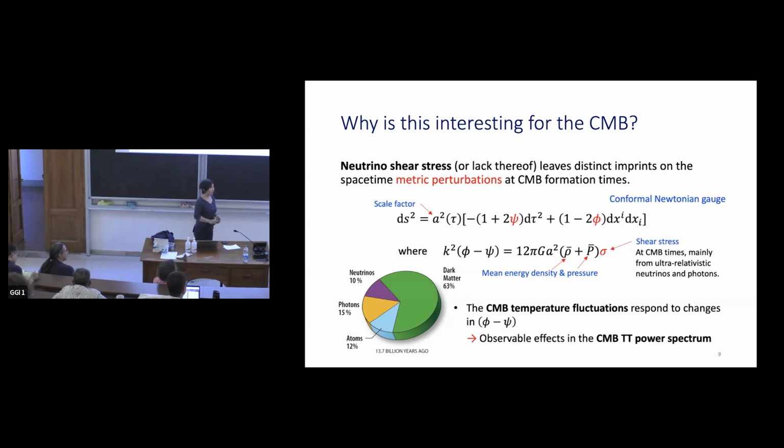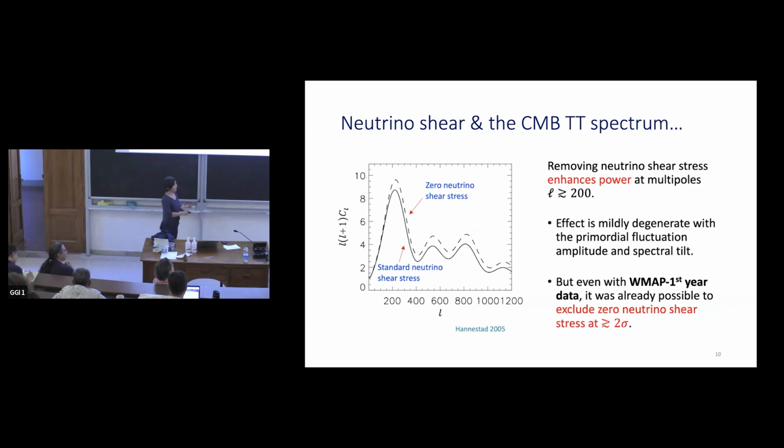Now, this is not a new thing. It's been known for a long time. It was pointed out already back in 2005. This is Steen Hannestad's paper. What he did was to compute here in a solid line what you would expect for the CMB TT power spectrum if you have just standard neutrinos free streaming. So there's shear stress there. And then what he did was to remove by hand in his code the shear stress due to neutrinos. And what he found here is that the power would go up.